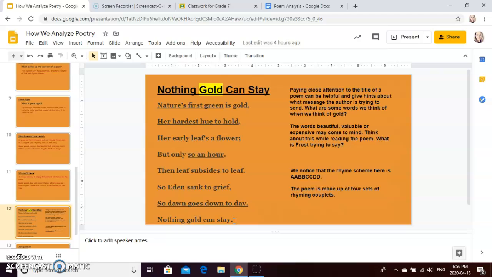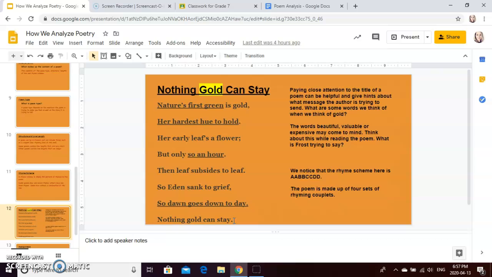Maybe he's talking about in the world generally that things that we see as beautiful or valuable are not exactly permanent ever. So you can look at it from maybe he's talking specifically about nature. Maybe he's talking about life more broadly.